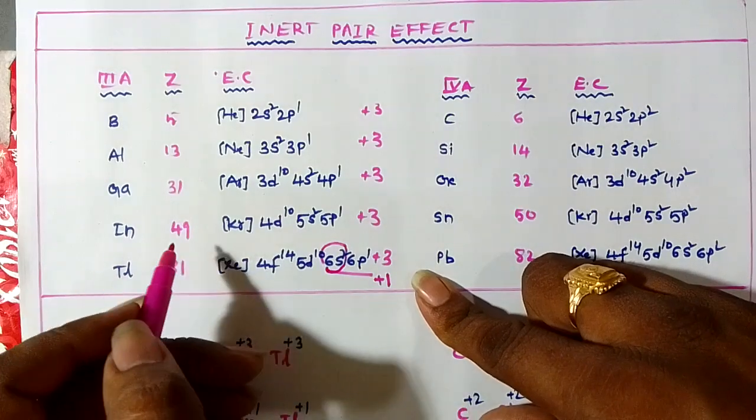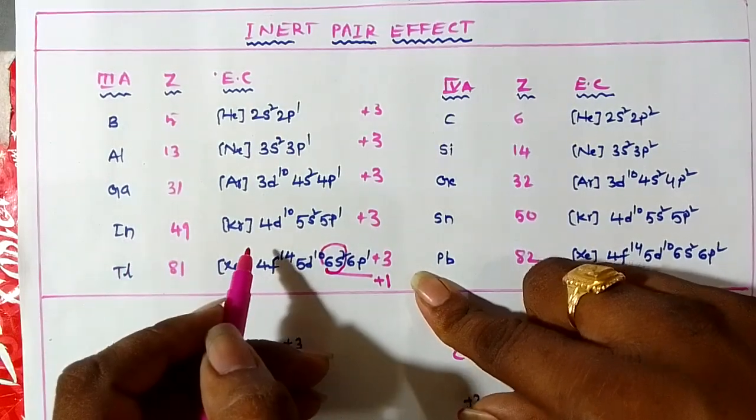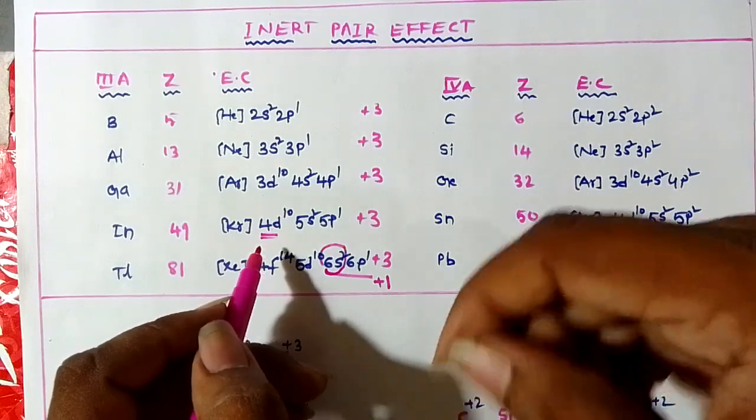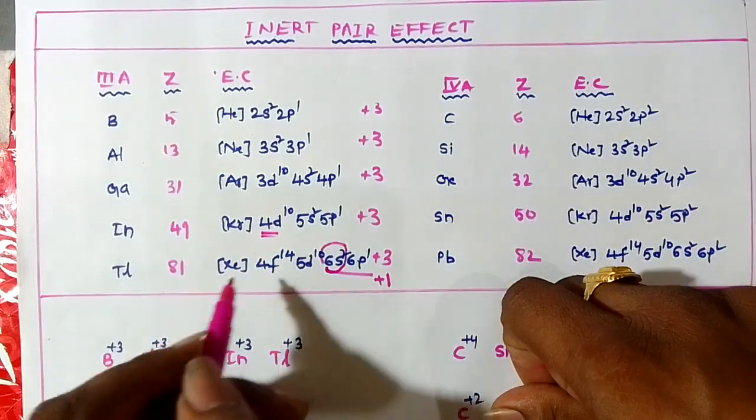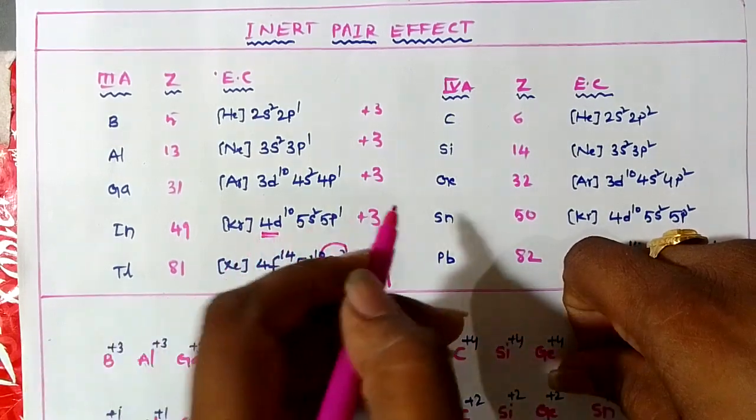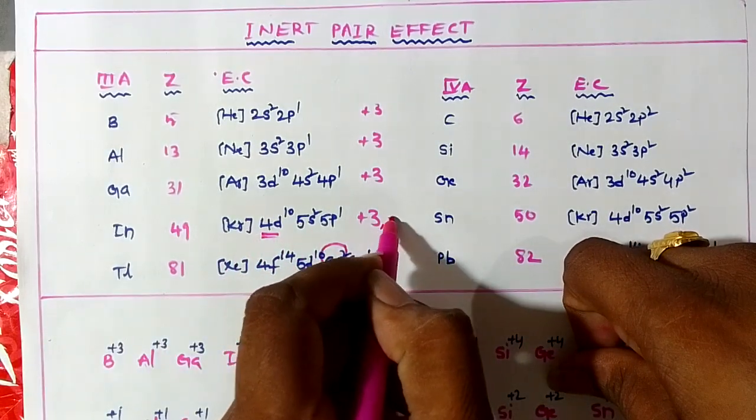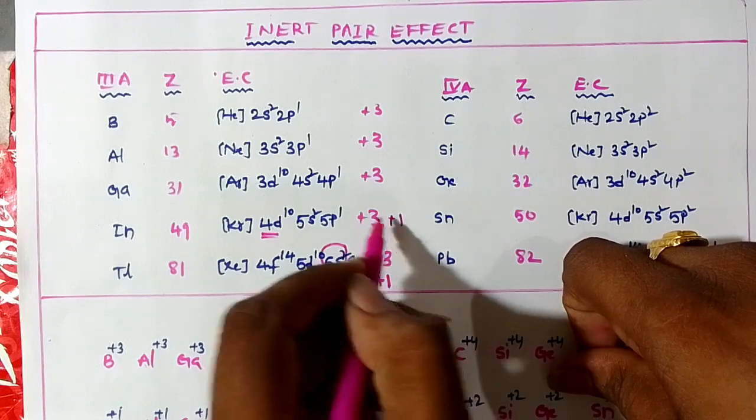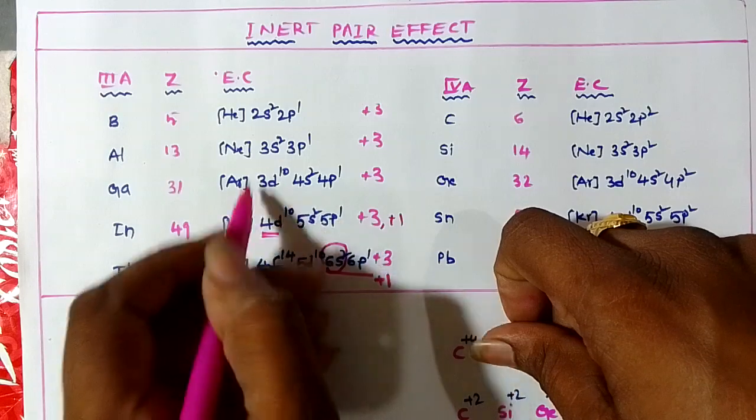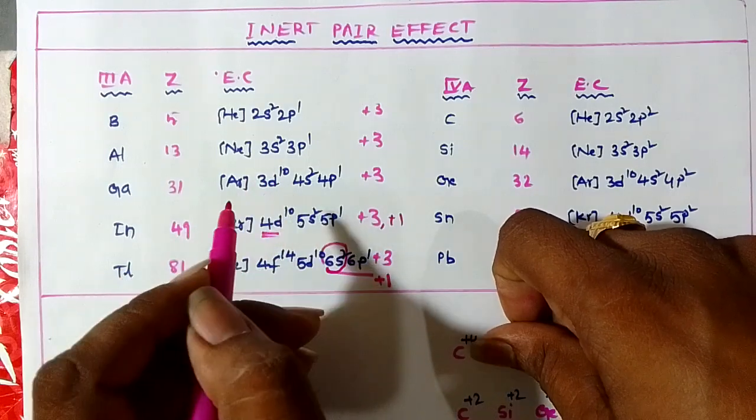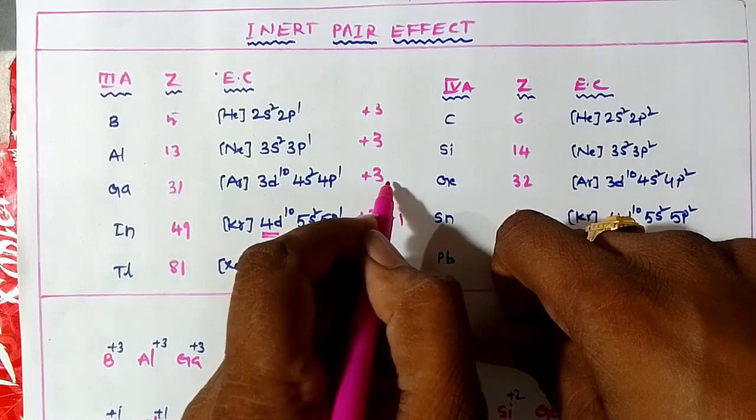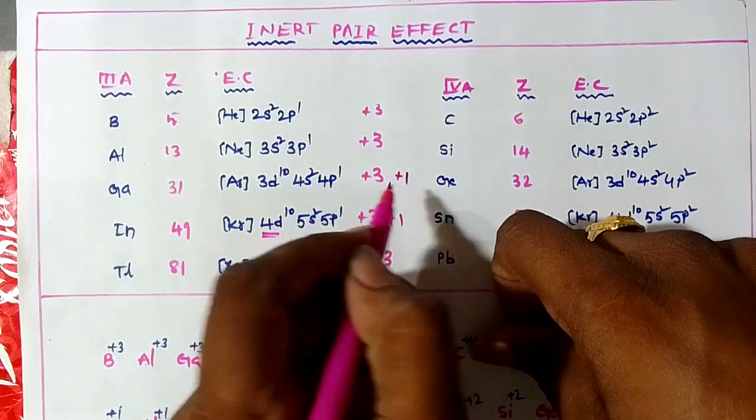Now coming to indium. Due to the presence of d orbitals, it can also exhibit inert pair effect, but the effect is less compared to thallium. It can also exhibit +1 oxidation state along with +3 oxidation state. Now coming to gallium. Due to the presence of d orbitals, it can also exhibit inert pair effect, but the effect is less compared to thallium. So it can also exhibit +1 oxidation state along with +3.